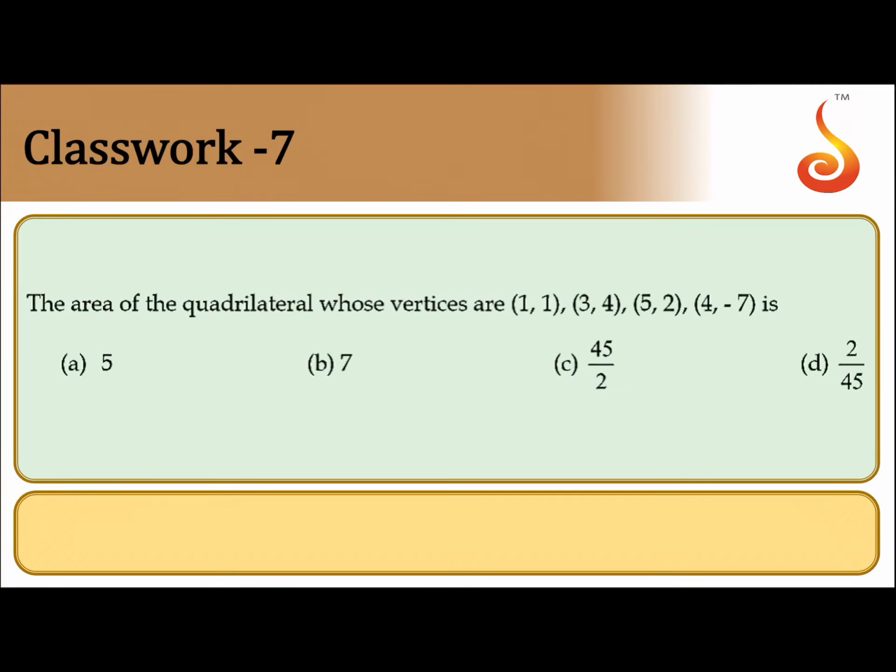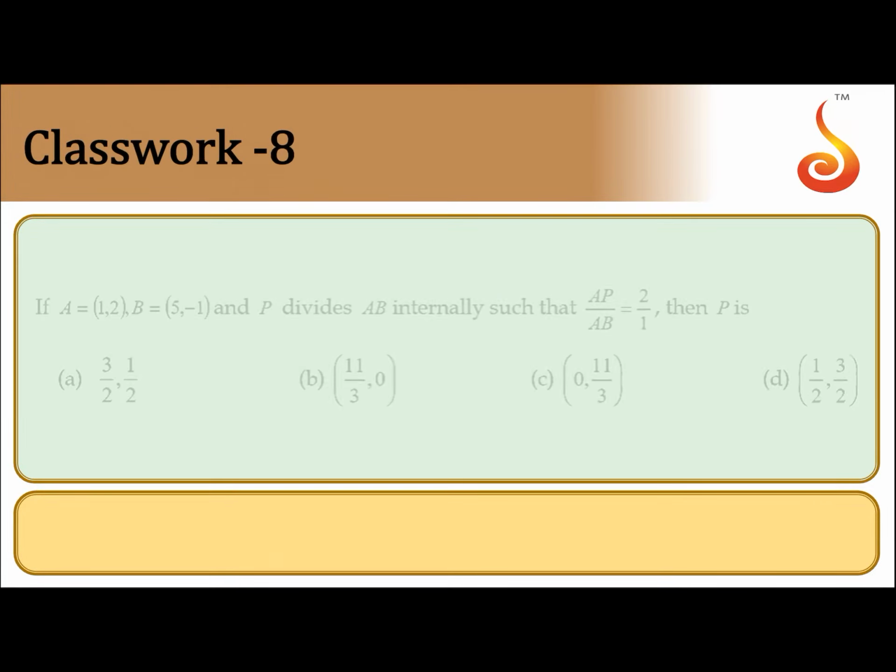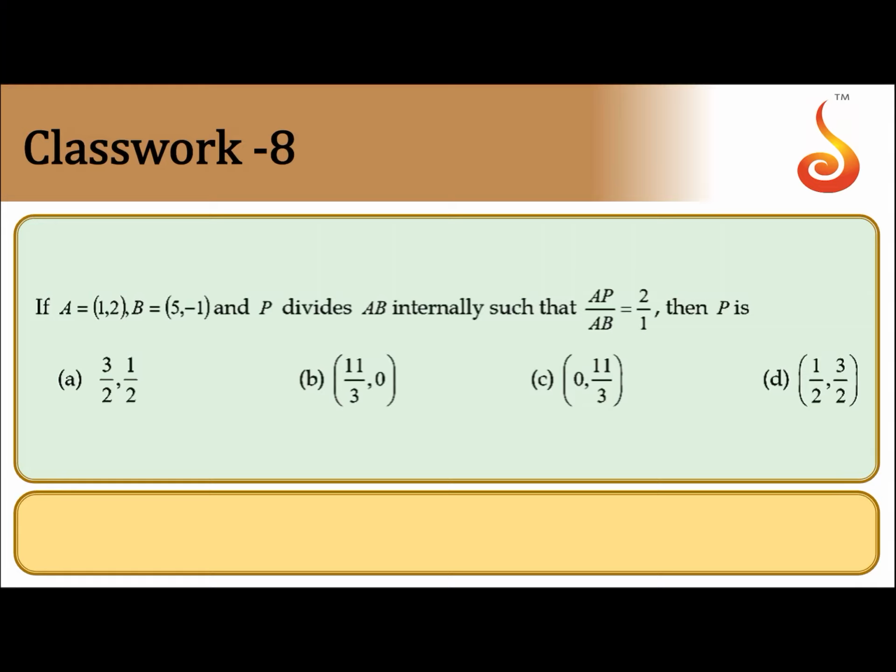So the answer is equal to 45 by 2. Coming to the next one. A is given to you, B is given to you, the point P divides AB internally such that AP by... I hope it is PB, sir. That's not AB. Of course, to get the answer, you have to get PB only.